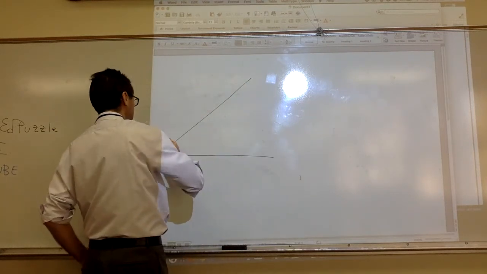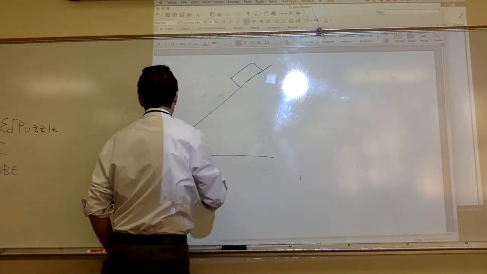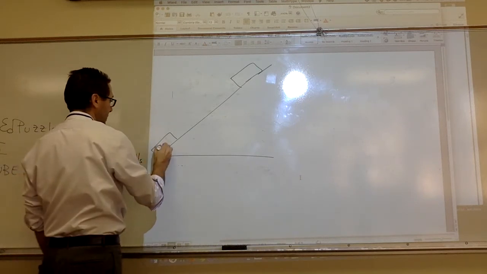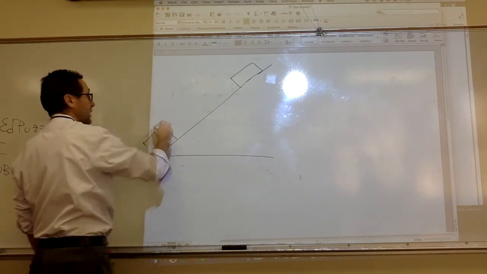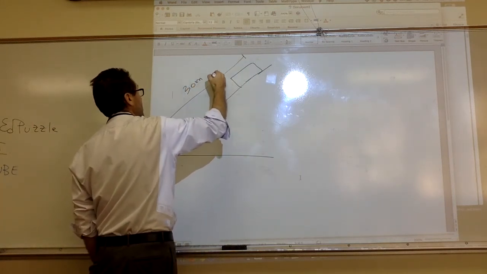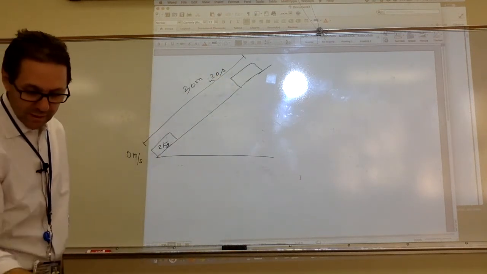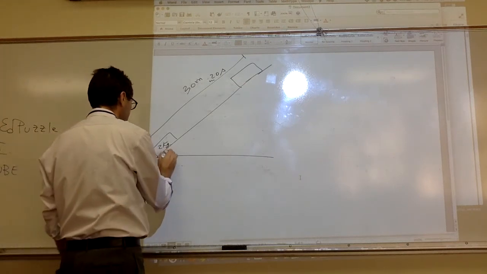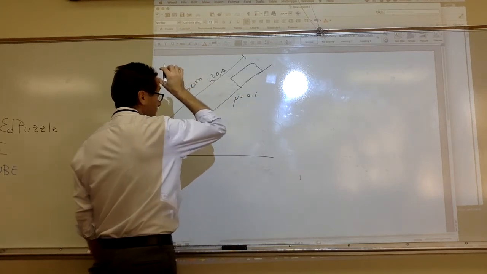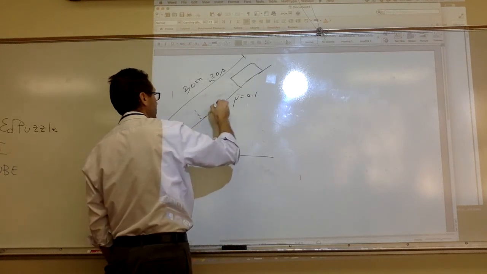Okay. So I have an object that I'm going to take from down here to up here. And this object is going to start from rest. Let's just say it has a mass of 2 kilograms, and it's going to cover a distance of, let's say, 30 meters in 20 seconds. And let's make this angle 30 degrees, and let's put in some friction there, 0.1 kinetic friction.